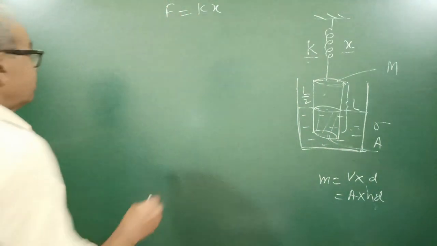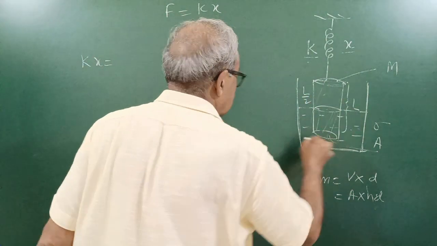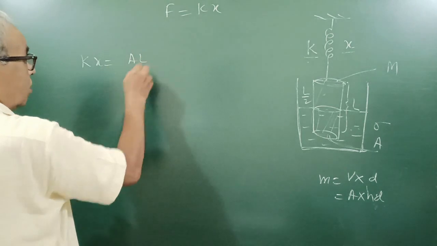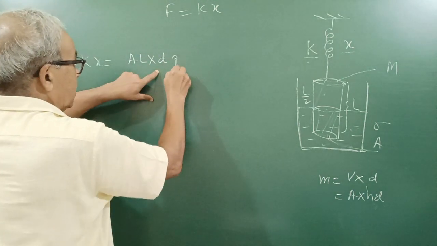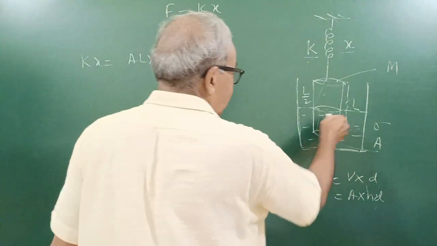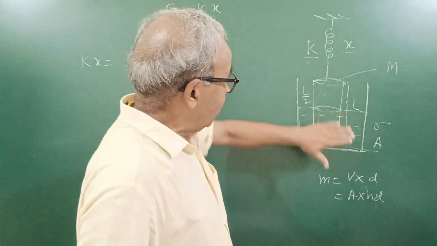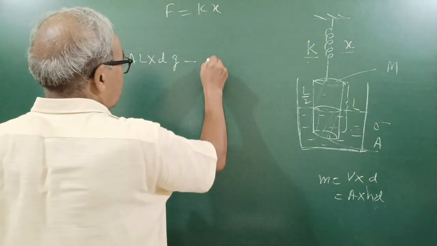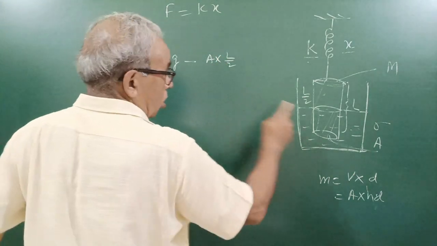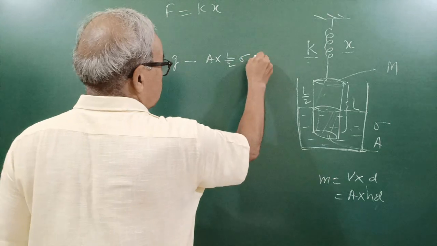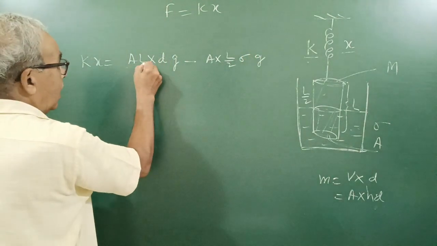Total weight, so here Kx will be the weight of the cylinder, that is A L, the volume of the cylinder into density, let's say D, the spring, into g, minus the weight of the liquid displaced. The weight of the cylinder will be equal to weight minus loss of weight, and loss of weight will be A into L upon 2 into density of liquid sigma into g. From here we will get the answer.